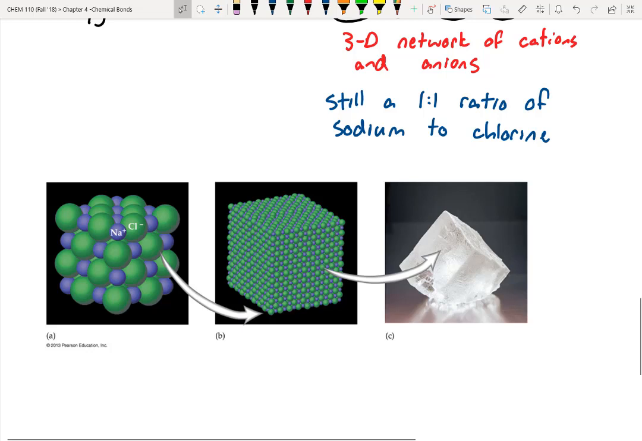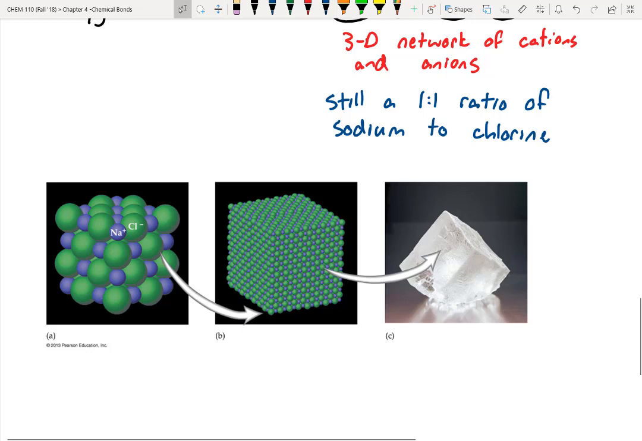But you see how it's kind of stacking in this big three-dimensional network? And then if you zoom out, you can see a big network that almost looks like a cube. And then if you actually zoom in on table salt with a microscope, you'll see that it's actually cube-shaped. The crystals really like to pack in this cubic fashion. Does that make sense? It's kind of abstract to think about.